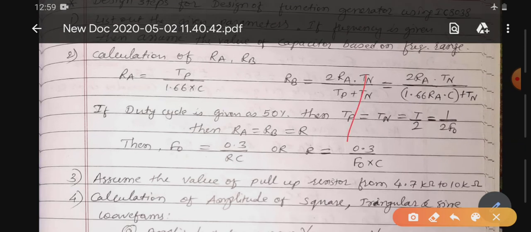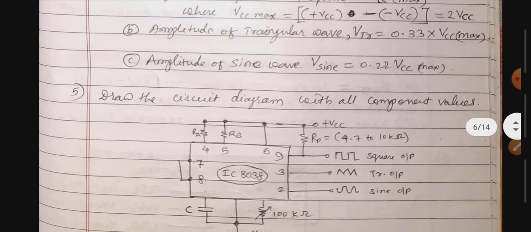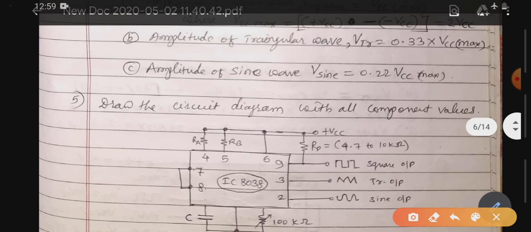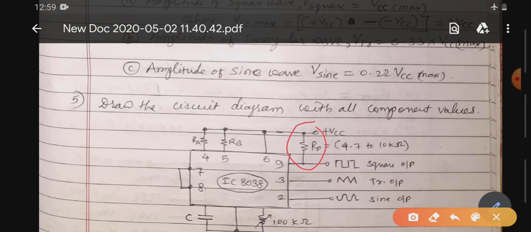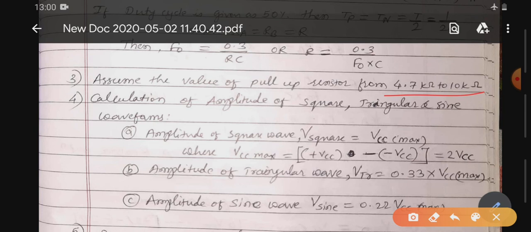Then assume the value of pull-up resistor. So what is pull-up resistor? It is the resistor connected to enhance the output voltage, to boost the output voltage. This is a pull-up resistor which is connected between plus VCC and output terminal. When there is a resistor connected between plus VCC and output terminal, it is called pull-up. Pull-up means to increase the output voltage, and pull down means to reduce the output voltage. At that time the resistor will be connected to output terminal and ground. Here it is connected between output terminal and VCC, therefore it is called pull-up resistor. So its value can be assumed from 4.7 kilo ohm to 10 kilo ohm.